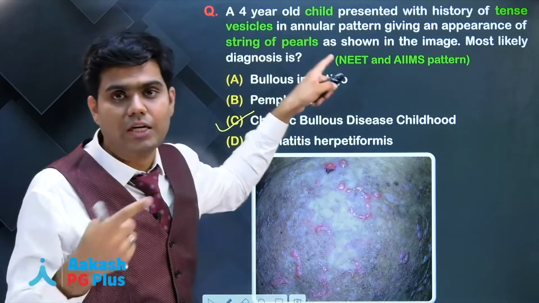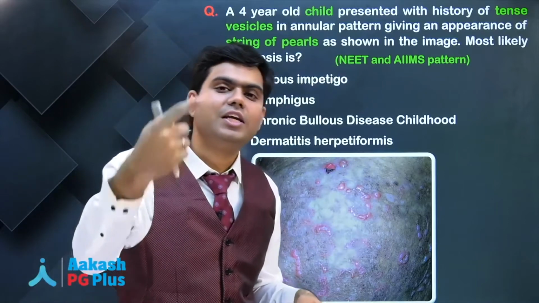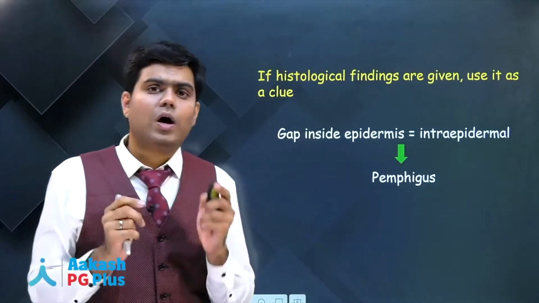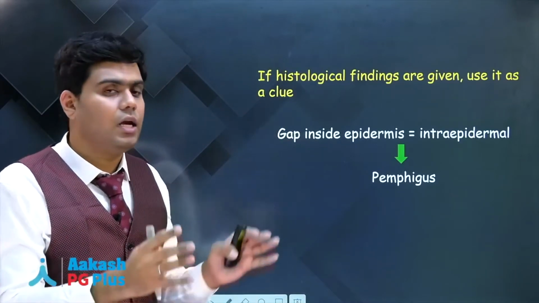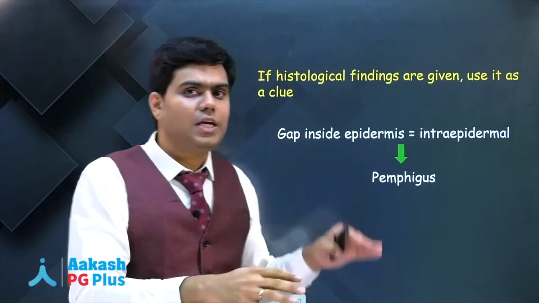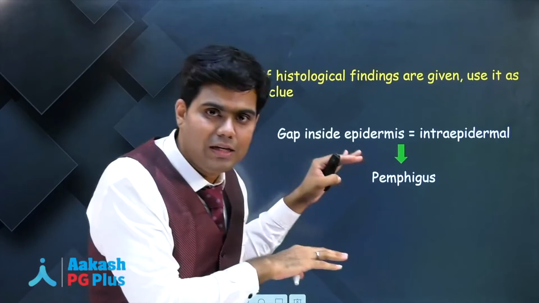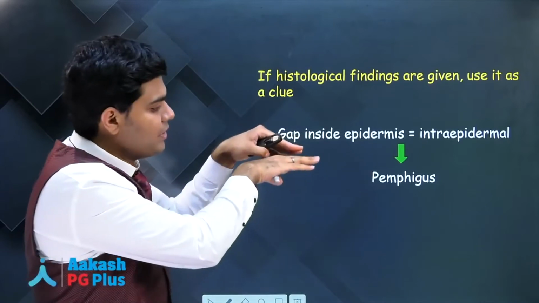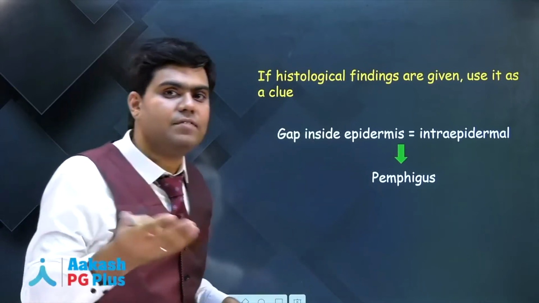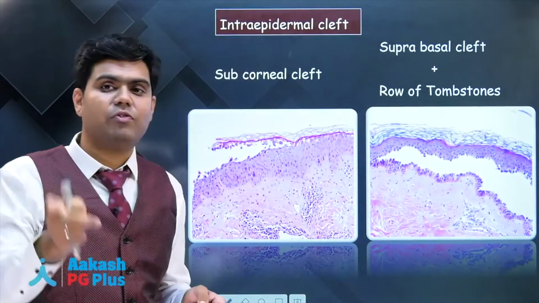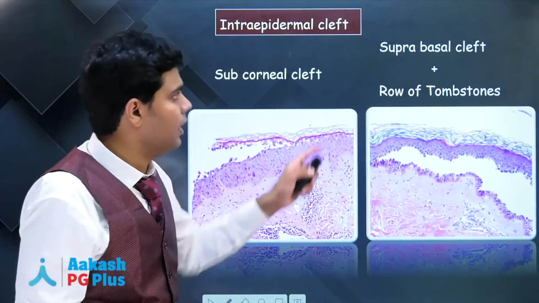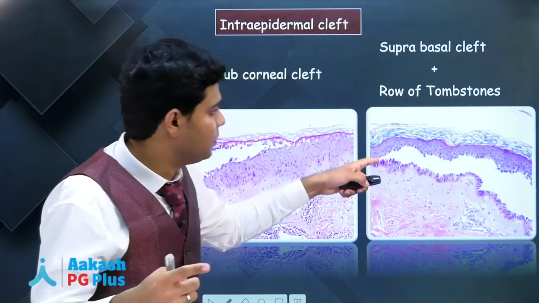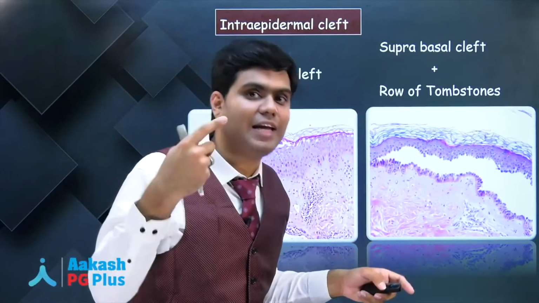If I say it was an adult with similar lesions, you would think of linear IgA disease, because both are the same spectrum, right? So if you are given a histological image, then you can use it as a clue. Once you see an image of intraepidermal split, you will think of pemphigus. If you see a gap in the epidermis, you will think of pemphigus. Now sometimes they are going to ask you, is it vulgaris or foliaceus? So remember, suprabasal split, row of tombstones. Suprabasal split, row of tombstone appearance. This is pemphigus vulgaris, right?